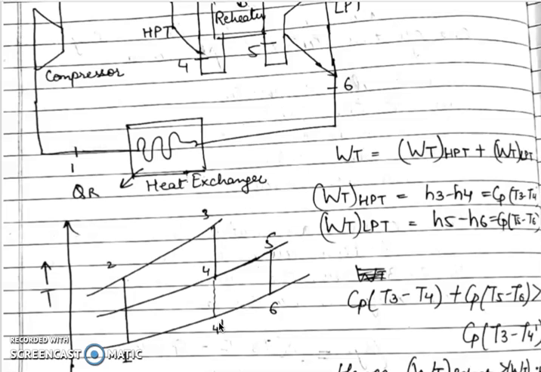So a higher turbine output will be obtained by using this reheating cycle, and the turbine output is written as: in the high pressure turbine it will be H3 minus H4, which will be equal to Cp (T3 minus T4), and in the low pressure turbine it will be H5 minus H6, which will be equal to Cp (T5 minus T6). Naturally, Cp into (T3 minus T4) plus Cp into (T5 minus T6) is greater than Cp into (T3 minus T4 dash). So the turbine output is increasing due to the reheat cycle.